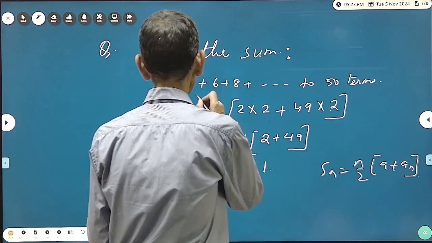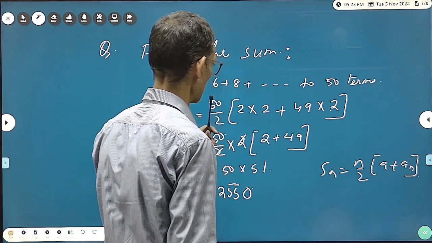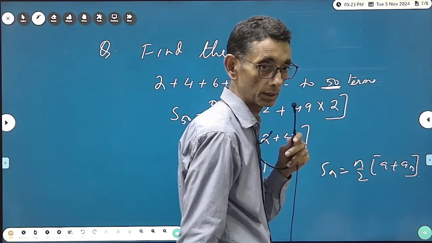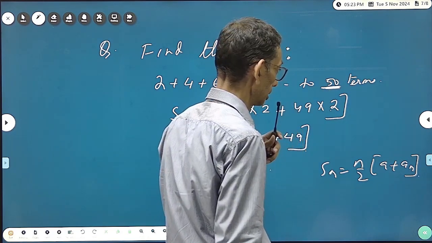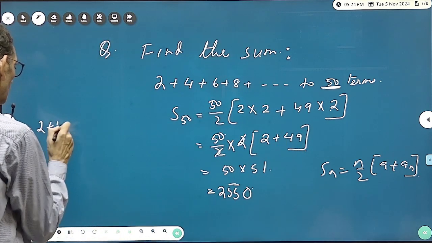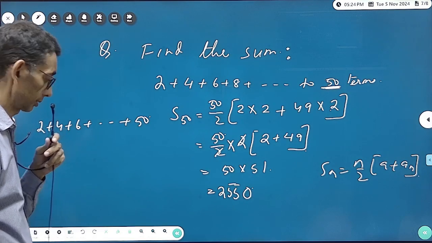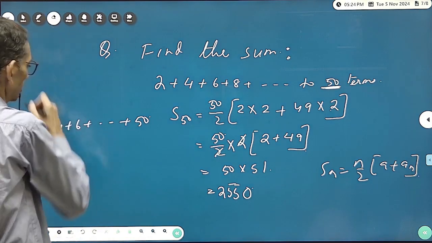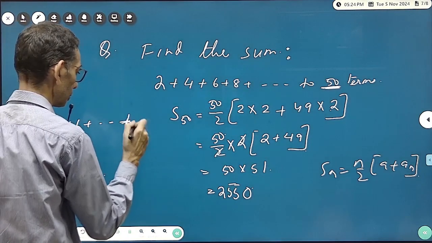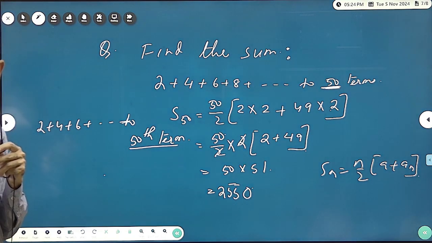Same. But one thing in this question: we do not know the 50th term, you have to find the 50th term. It is not given here as 50, it is up to 50 terms, not the number 50. Could you follow? Let me show you. If it were given like 2 plus 4 plus 6 up to 50, then we would understand the last term is 50. But if it says up to 50th term, then we do not know the last term. The last term is not 50; 50 is the number of terms, so we have to find the 50th term.